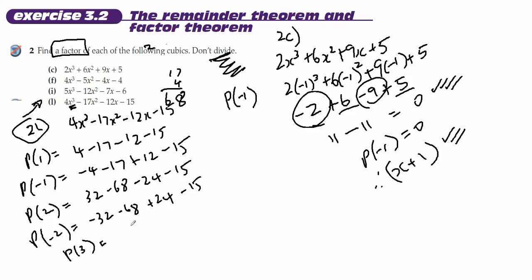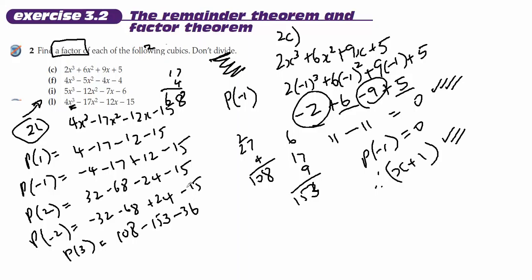Must need a calculator soon. 3 cubed is 27. 4 27s are 28 carry 2, 108. It's going to be 108 and it's going to be positive. Minus 17 times 9. 63 carry 6, 153. And then 3 times minus 12 is minus 36, and minus 15. That's not going to be any good.